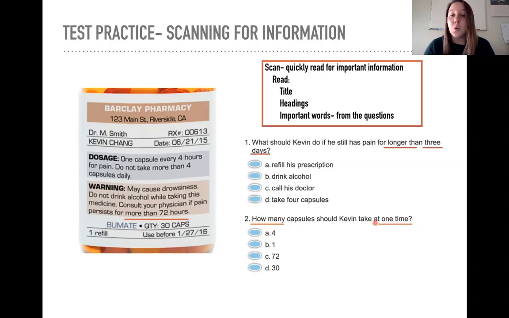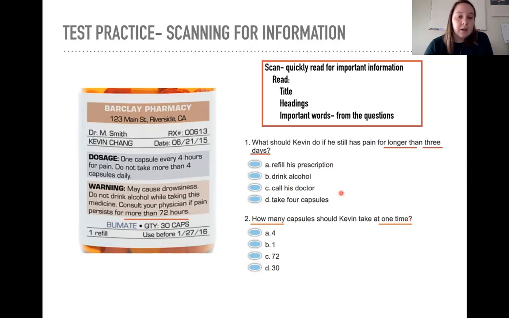And then at one time. At one time means at a specific point. So not over the course of a day. It means when it is time to take your medicine, how many capsules or how many pills will Kevin take at the time he takes his medicine? So we know what we're looking for. We're looking for a number, and we know we're looking for how much he takes at one time.